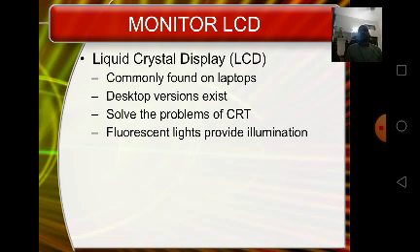There are several types of flat panel monitors, but the most common is the liquid crystal display, that is LCD. An LCD monitor creates images with a special kind of liquid crystal that is normally transparent but becomes opaque when charged with electricity.